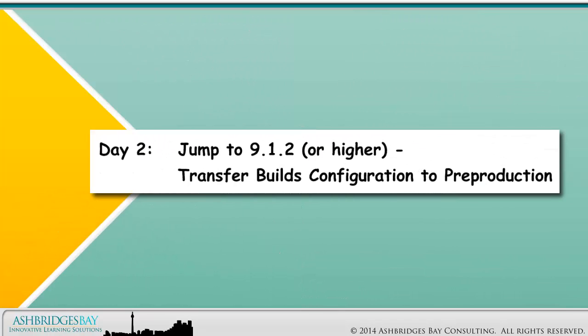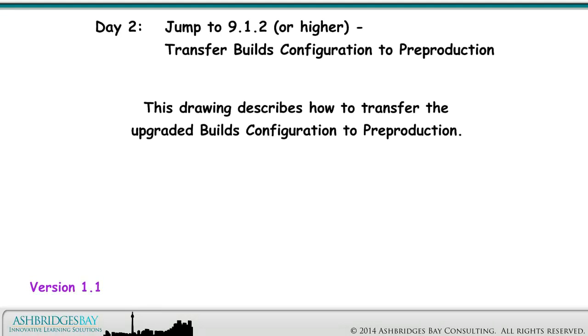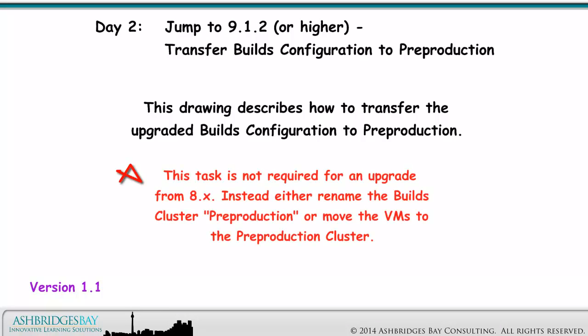Welcome to our whiteboard drawing, Day 2, Jump to 9.1.2 or higher, Transfer Builds Configuration to Pre-Production. This drawing describes how to transfer the upgraded builds configuration to pre-production. This task is not required for an upgrade from 8.x. Instead, either rename the builds cluster pre-production or move the VMs to the pre-production cluster.